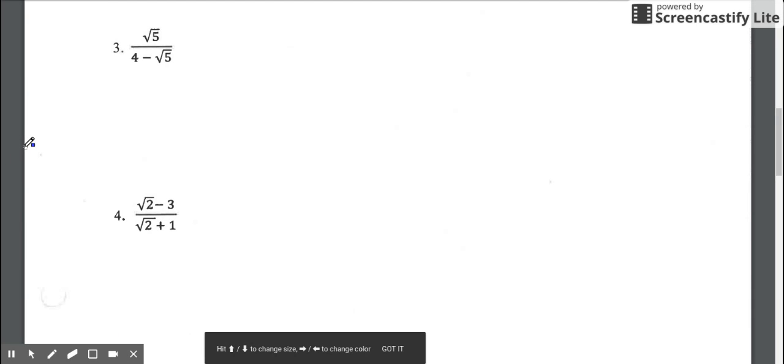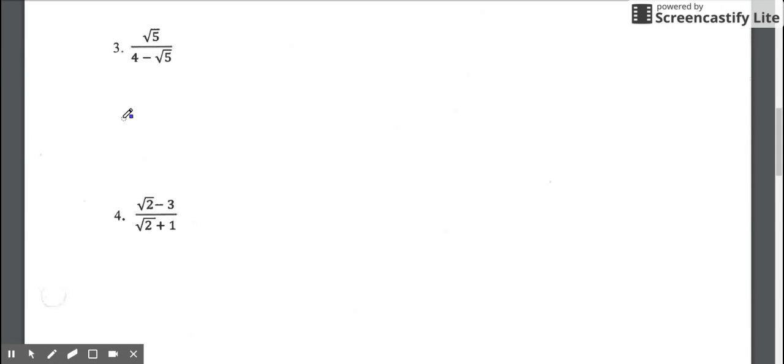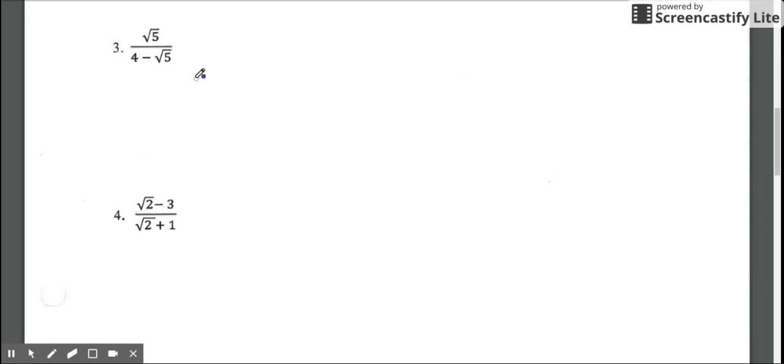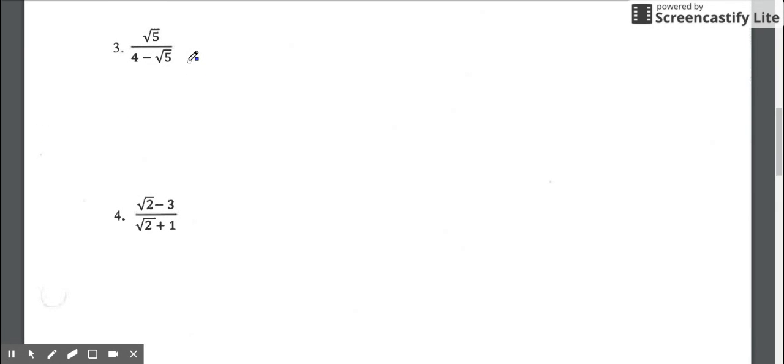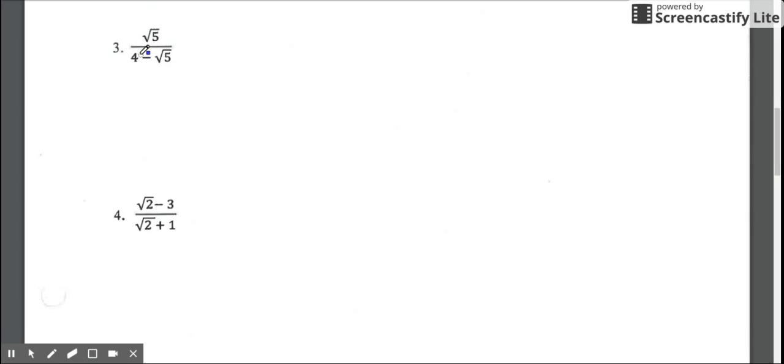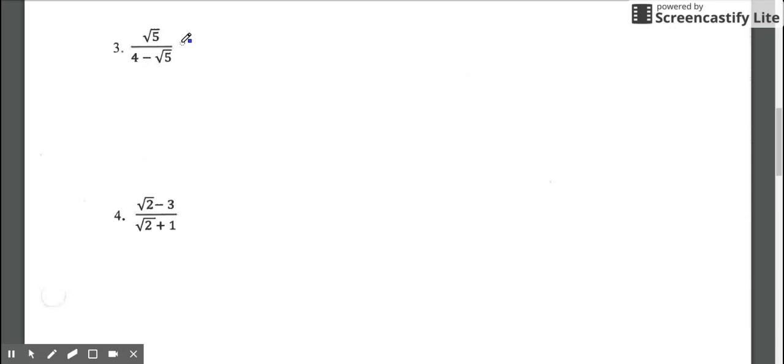This is Algebra 2's 5.3 Day 3 Notes, Part 2. It's the last two examples on the note outline. So we've been multiplying by the conjugate of the denominator in order to simplify this. This isn't simplified because there is a root in the denominator.